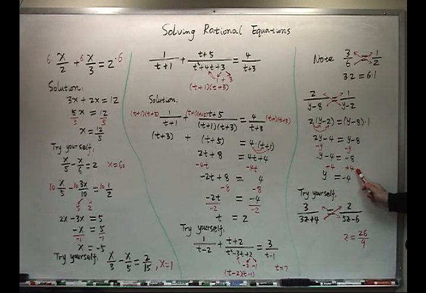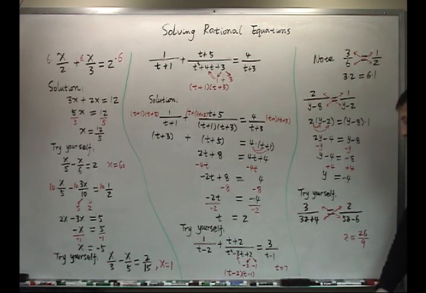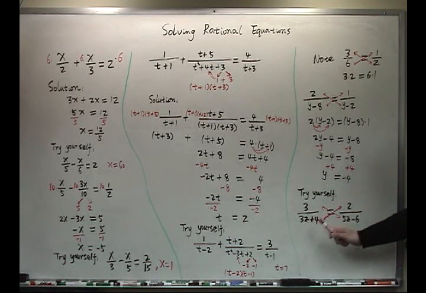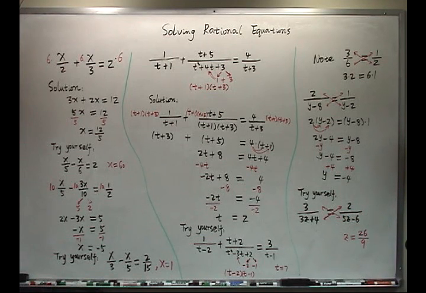Plus 4 on both sides, positive and negative 4 cancel each other. Then you have a y on the left hand side. Right hand side is negative 8 plus 4, which is negative 4. Okay? So this cross multiplying is very useful to solve this one. Try this one yourself. 3 over 3z plus 4 equals 2 over 5z minus 6.